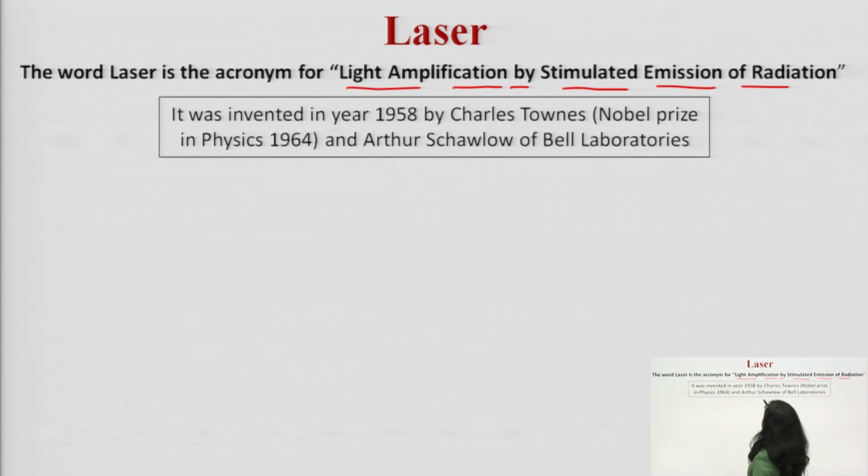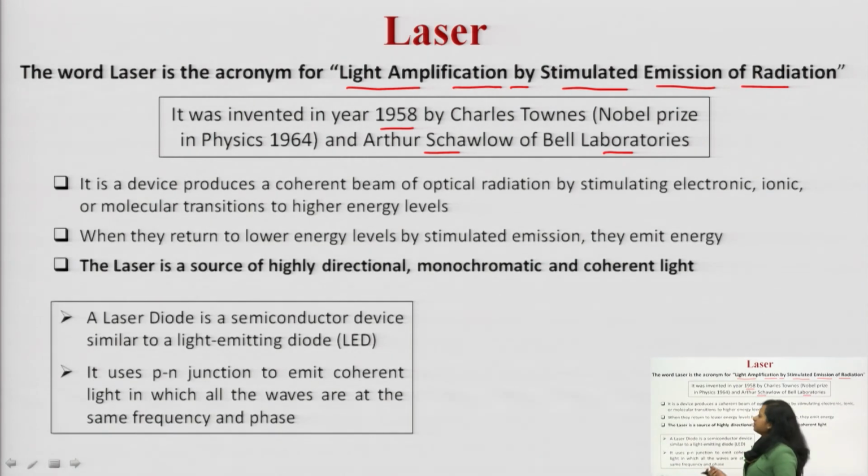It was invented in the year 1958 by a scientist named Charles Townes. He was a Nobel Prize winner in 1964, and the other scientist was Arthur Schawlow of Bell Laboratories. So they identified the characteristics, features and fundamentals of the laser.